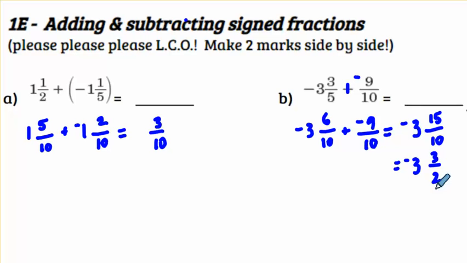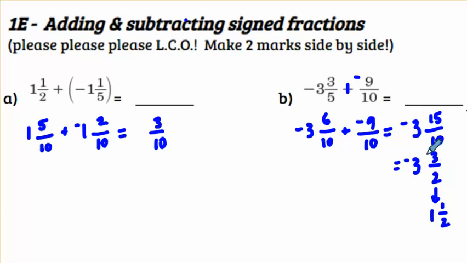But now we need to think, okay, well, 3 halves is an improper fraction. And if I want this as a mixed number, I need to change it. So again, we forget about the signs for right now. 3 halves is the same thing as 1 and a half. And now we put these together.